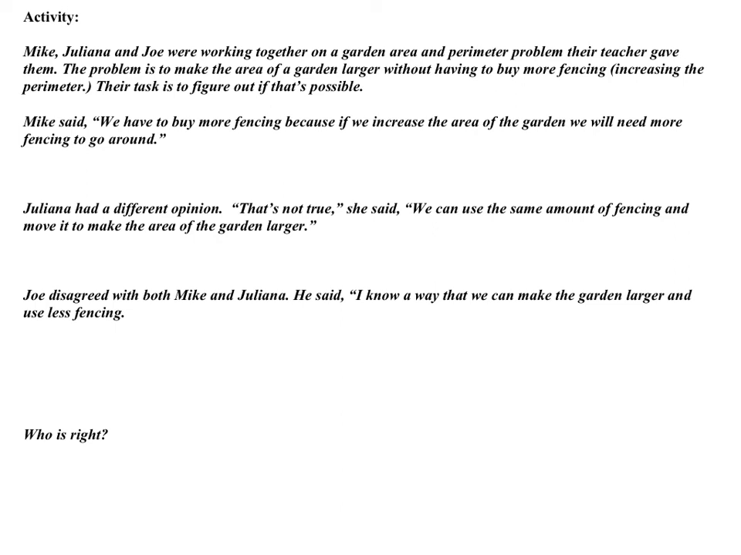Mike says, we have to buy more fencing because if we increase the area of the garden, we will need more fencing to go around. Juliana says, that's not true. She says we can use the same amount of fencing and move it to make the area of the garden larger. Joe disagreed with both Mike and Juliana. He says, I know a way that we can make the garden larger and use less fencing.